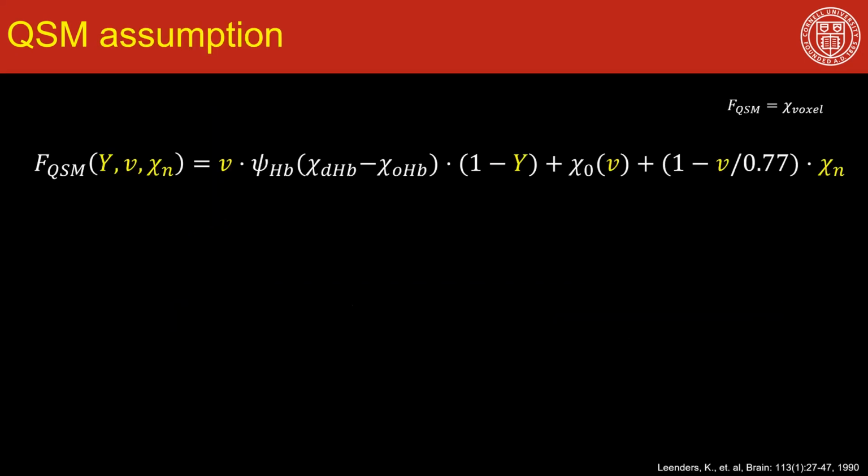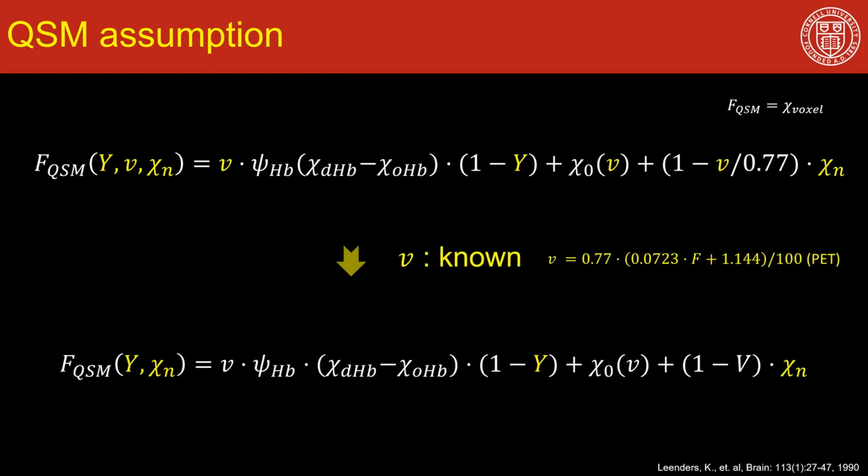This QSM-based method has an assumption to make the equation simple. It assumes that venous blood volume V is known based on the linear relationship between blood flow F and V. This relationship was derived from whole brain linear regression in healthy subjects. So it might not hold at the voxel-by-voxel level and for patient cases. We remove this assumption by combining it with the qBOLD.